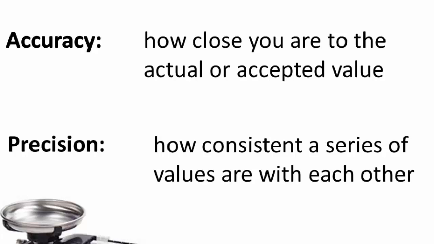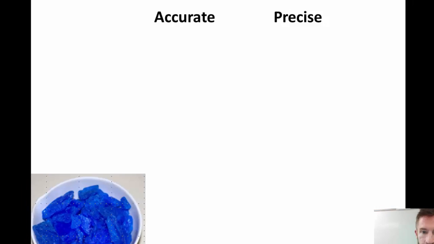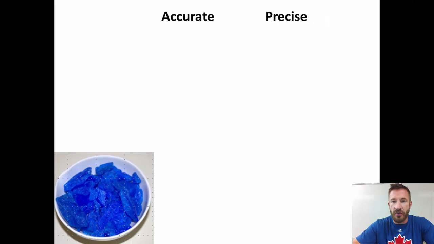So we're going to look at a question to try and examine this. Let's say we have this blue solid in an evaporating dish. We want to know its mass. The blue solid is actually called copper sulfate. So what's the mass of the solid copper(II) sulfate that's in this evaporating dish? What we're going to do is look at a series of measurements. Then we're going to first try and determine are those measurements accurate and are they precise, or some combination of those. There we have the copper(II) sulfate. We're going to see if it's accurate or precise. So let's first look at our measurements.